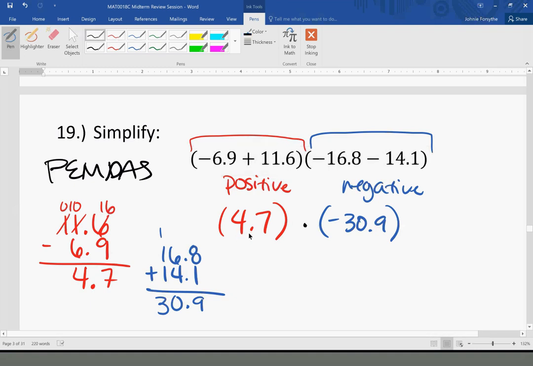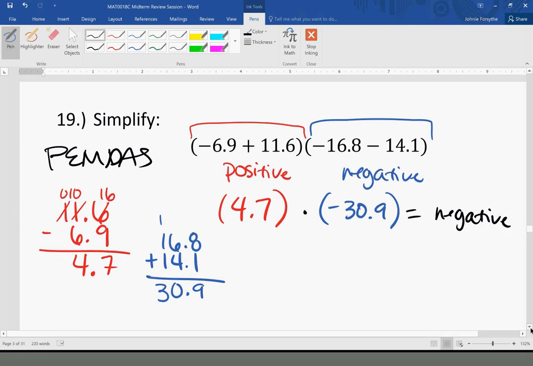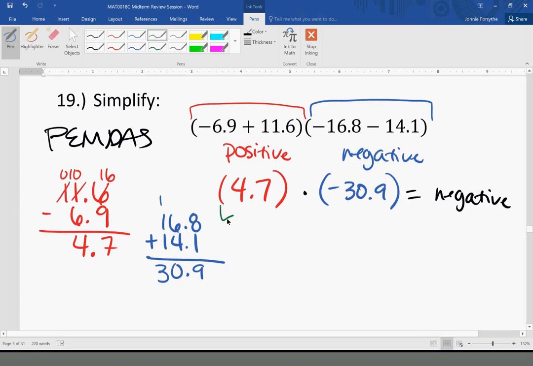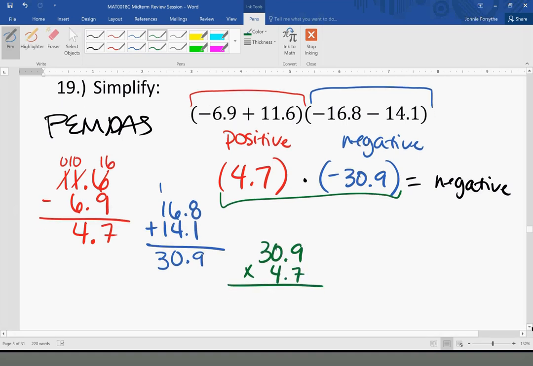So now we're basically multiplying. 4.7 times negative 30.9. Because we are multiplying a positive and a negative, we're going to end up with a negative product. So we've already taken care of the sign. Now let's take care of the multiplication. So we're going to have 30.9 times 4.7. So 9 times 7 is 63. Carry the 6. 7 times 0 is 0 plus 6 is 6. 7 times 3 is 21. Now we're going to put that 0 placeholder. And 4 times 9 is 36. Carry the 3. 4 times 0 is 0 plus 3 is 3. And then 4 times 3 is 12.